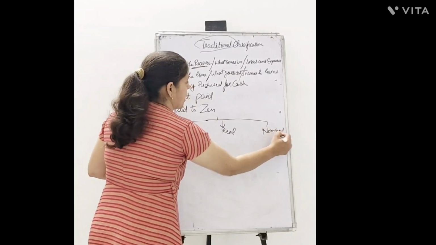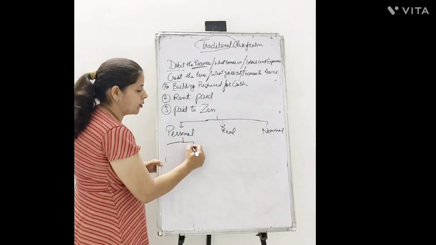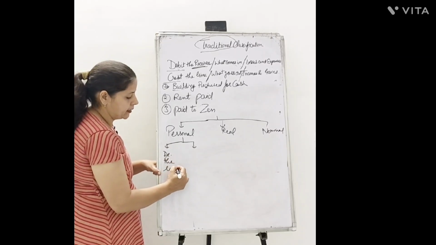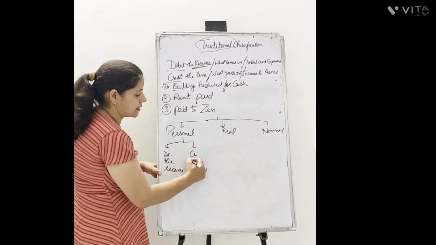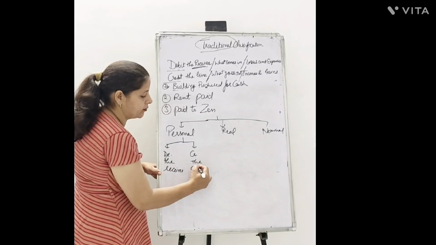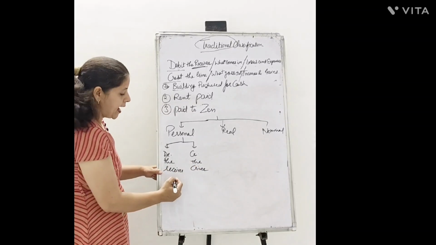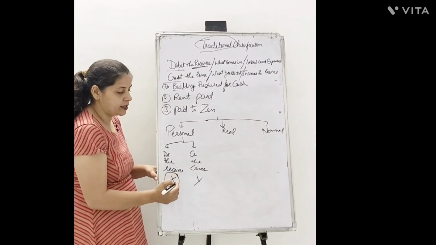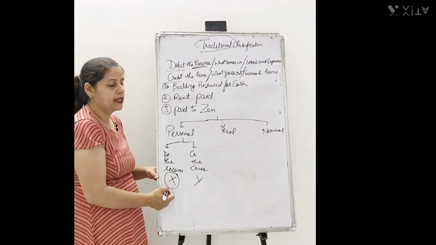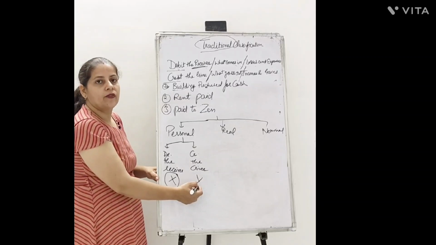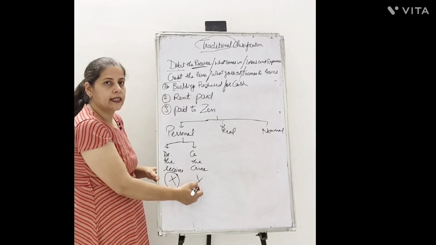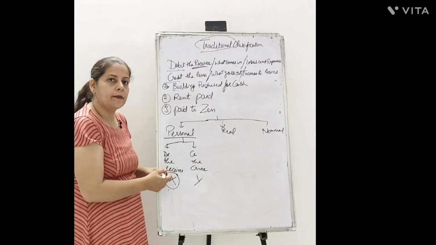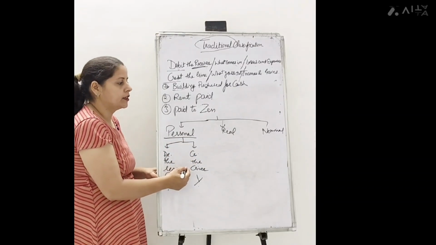What is the personal account? As per the personal account, debit the receiver and credit the giver. The rule says debit the receiver, credit the giver. If I say X is receiving money from Y, so X is the receiver, X account is to be debited, and money is given by Y, so Y's account is credited. So as per the personal account, we need to debit the receiver and credit the giver.